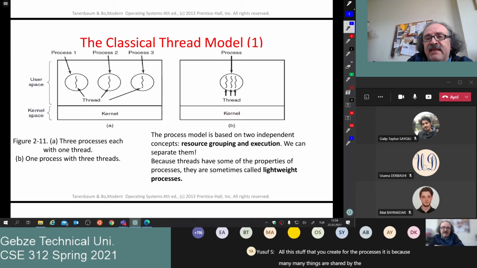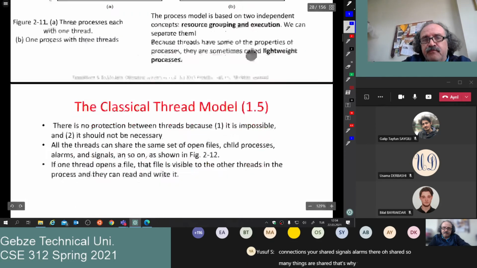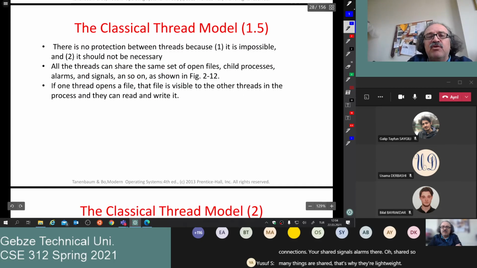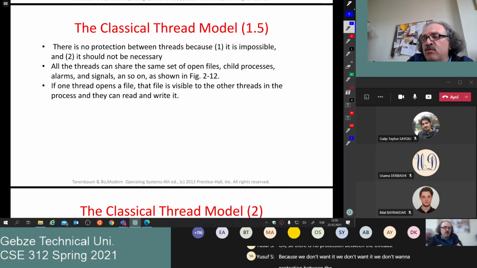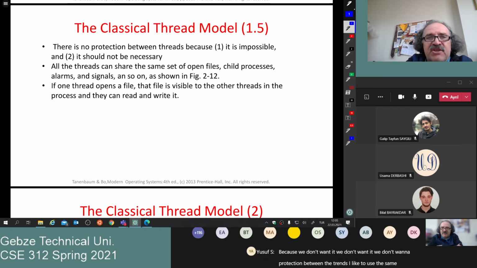Most importantly, there is no protection between the threads. That makes it very easy to communicate between the threads. There is no protection between the threads because we don't want it. I like to use the same address space, and it is actually impossible otherwise, because for protection you need the hardware, and then you need to go to the operating system to switch between threads or create the threads.